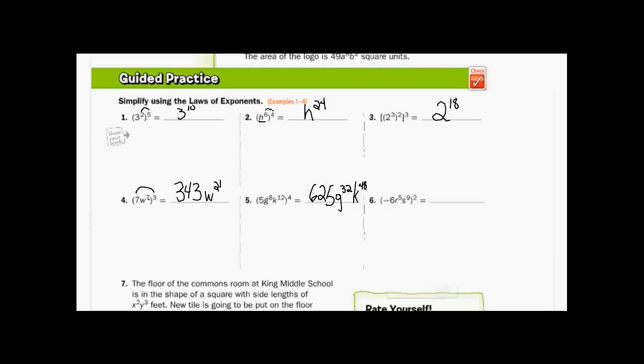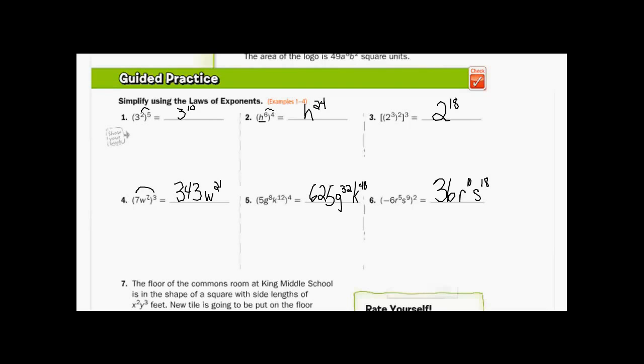Last one. Negative 6 squared would be a positive 36. Negative 6 times negative 6 is a positive. That would be r to the 10th, s to the 18th. So that's how you take a power to a power.